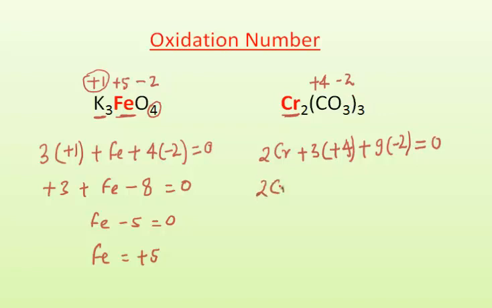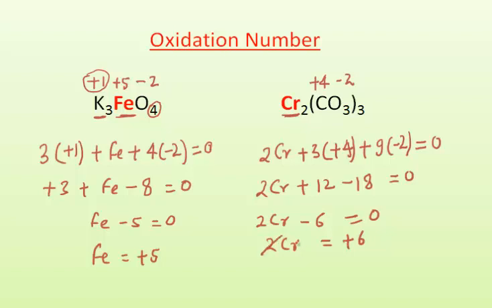Now we do the calculation. We have 2 Cr, 3 times 4 is 12, we get +12, and 9 times 2 is 18, we get -18, is equal to 0. Here we have 2 Cr, 12 minus 18, we get -6 is equal to 0. We can transfer -6 to the right side, we get 2 Cr is equal to +6. We can divide +6 by 2, 2 times 3 is 6, we have Cr is equal to +3. Well, the oxidation number of one Cr atom in this compound is +3.